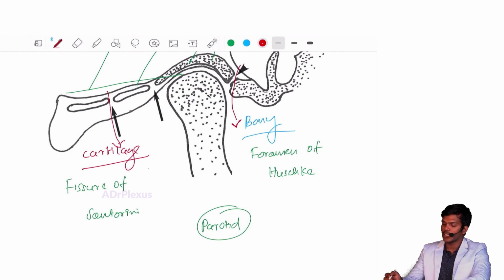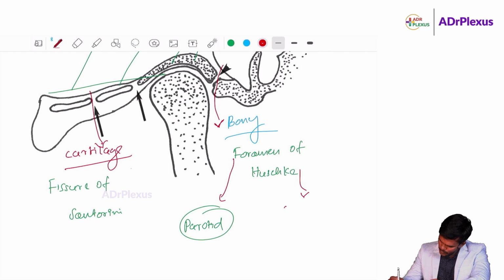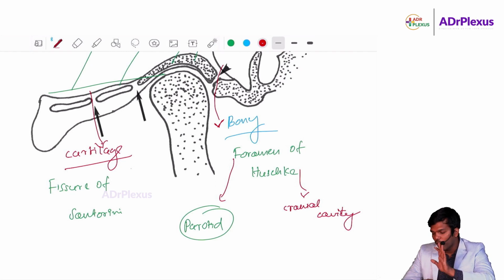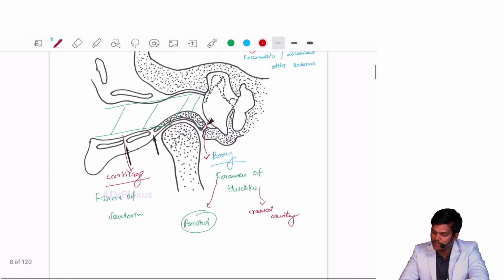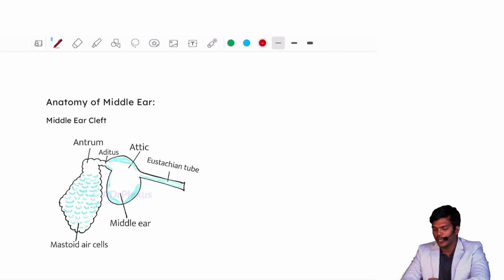This foramen of Huschke can also spread the infection to the cranial cavity. So if an infection of the external auditory canal has spread to the cranial cavity, it could have occurred through this foramen of Huschke. So we learnt about the fissure of Santorini and the foramen of Huschke. Clear? Yes. Now let's jump into the anatomy of the middle ear.